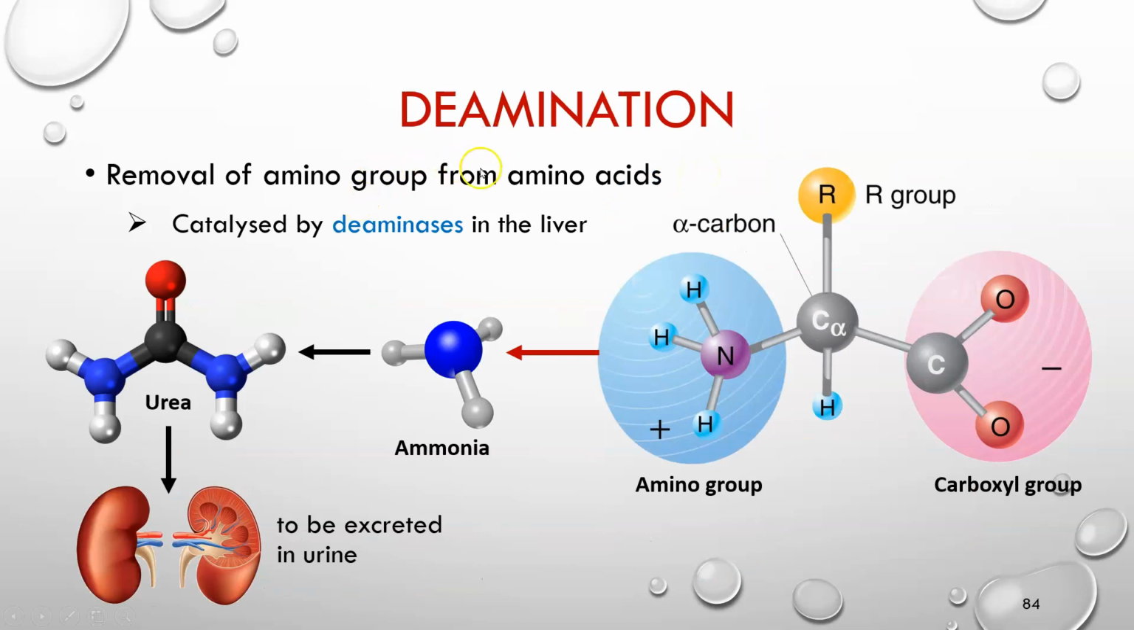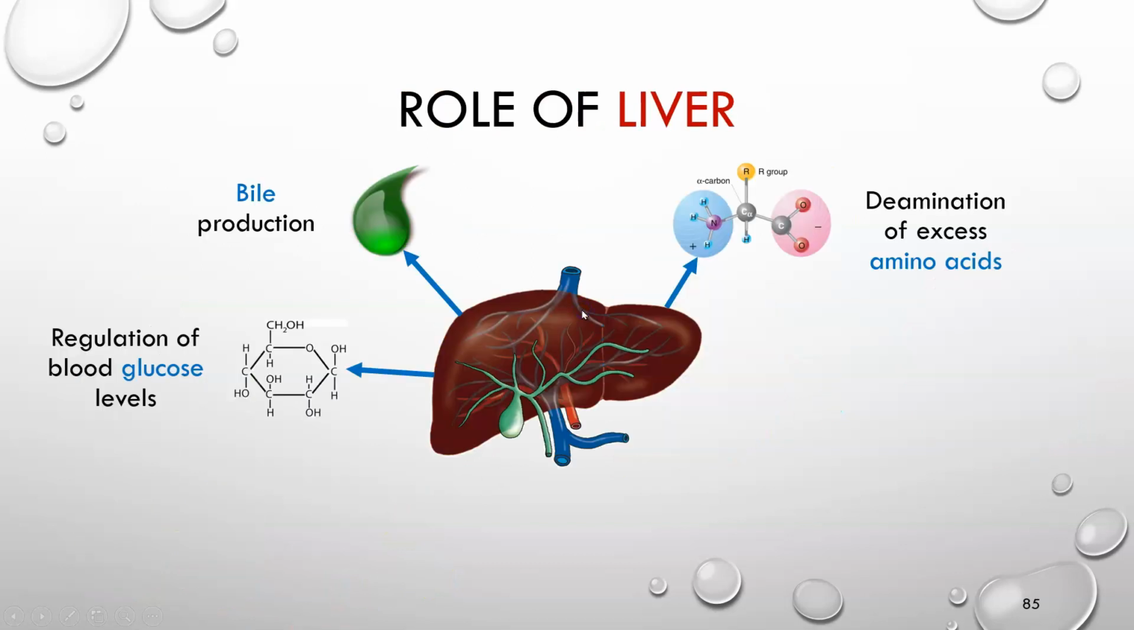Okay, just a quick recap about deamination again. Deamination means that an amino acid is converted firstly to ammonia, then to urea, which is then excreted in the urine. Okay, this is for excess amino acids.